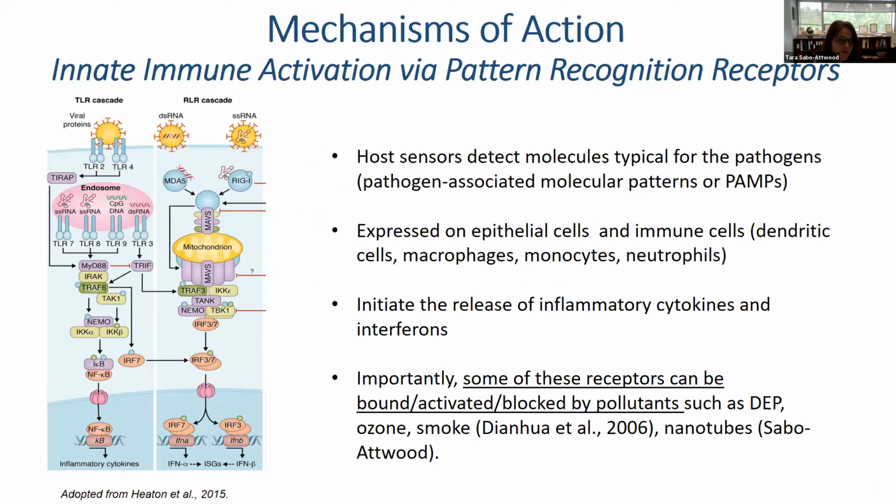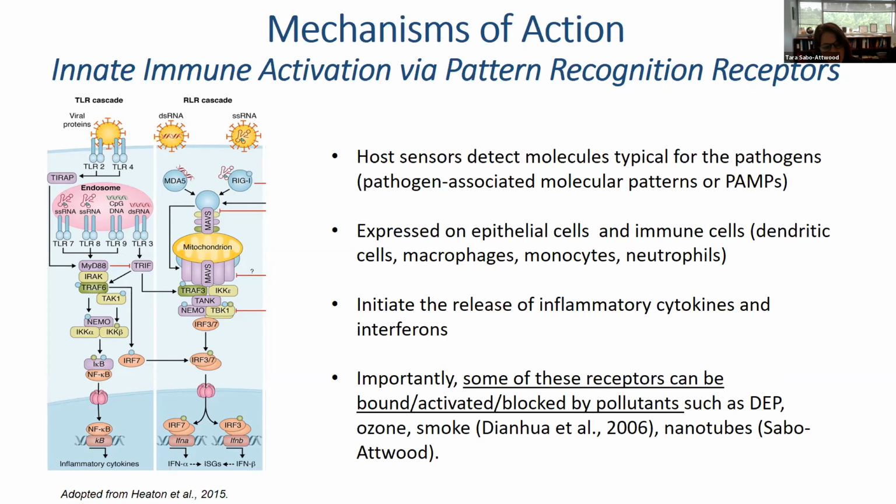And so there are several families of what we call host sensors, those pattern recognition receptors, some of which are shown here in this diagram. There are others, but for simplicity and time today, I'm just going to talk really about two. These include toll-like receptors, or TLRs, which are shown on the left, and on the right are RLRs, which is short for retinoic acid inducible gene 1-like receptors.